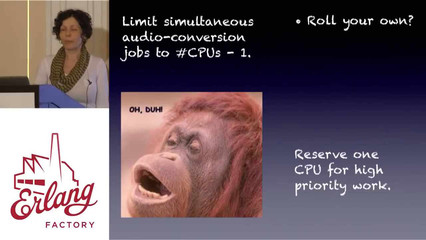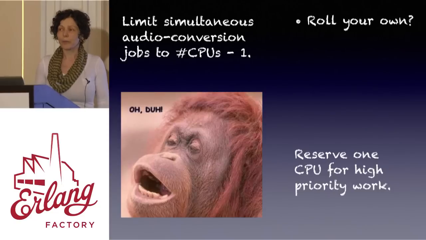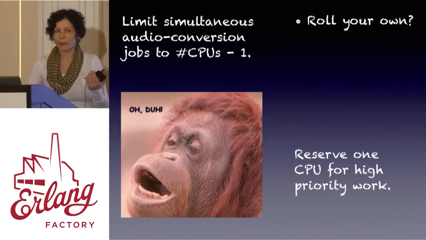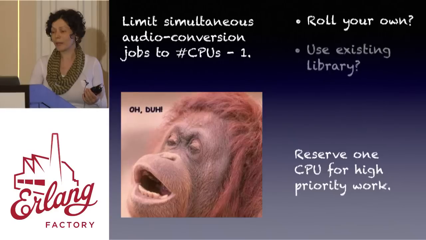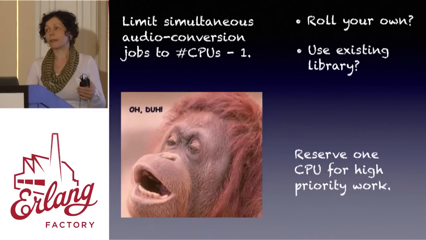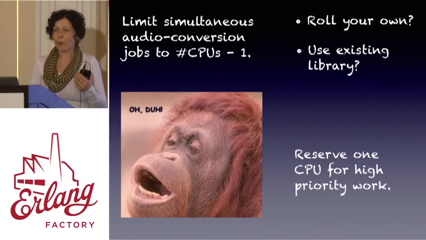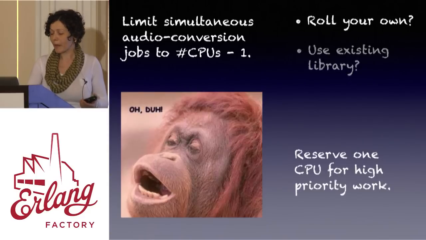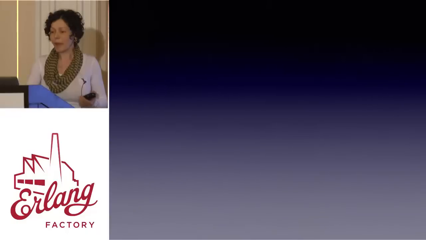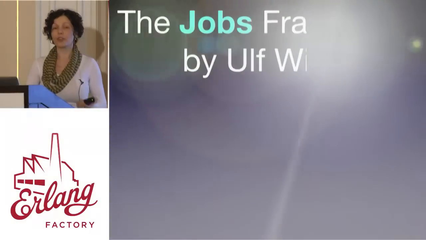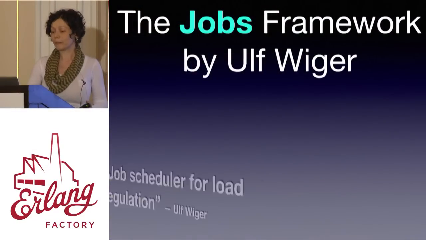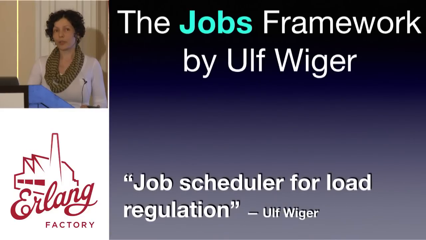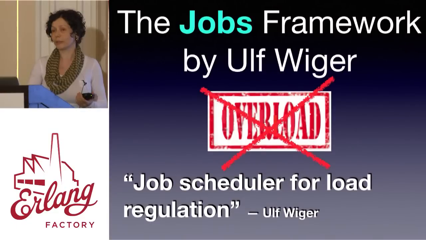So this problem has probably been, we are not the first people to think about this, so we maybe should look for an existing library that already does something like that. And considering our tight deadlines and complicated business requirements, we decided to look for an existing library. And the library we used is the jobs framework by Ulf Wigger. It's a job scheduler for load regulation, and its purpose in life is to prevent overload.